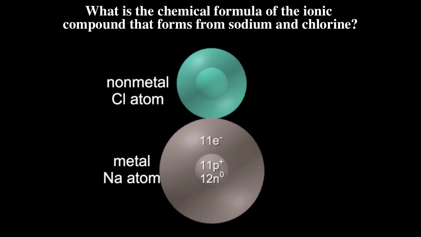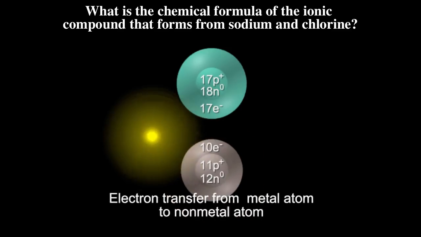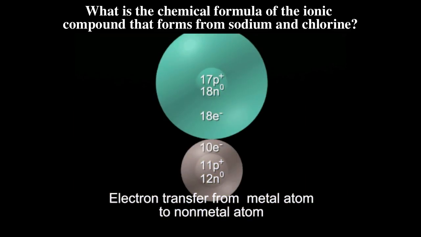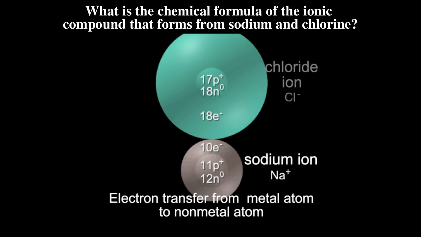The chlorine atom has 17 protons and 18 neutrons in its nucleus, and 17 electrons surround it. The sodium atom transfers an electron to the chlorine atom, and the ions attract each other and release energy. The loss of the electron converts the sodium atom into a smaller, positively charged sodium ion, Na+, while the gain of the electron converts the chlorine atom into a larger, negatively charged chloride ion, Cl-.